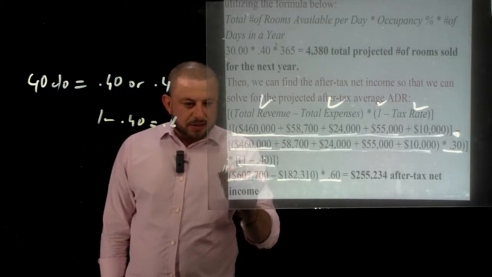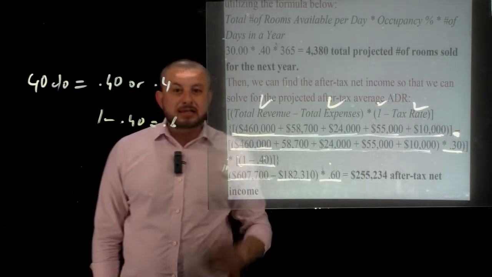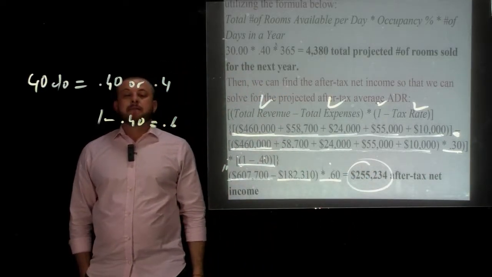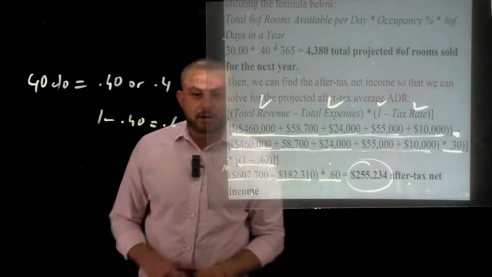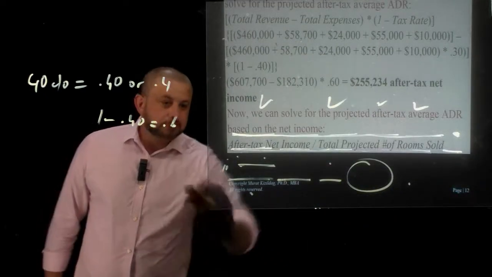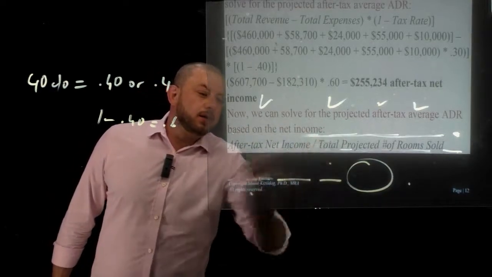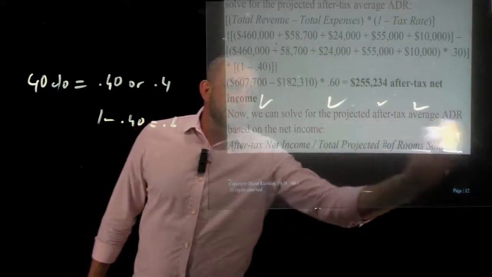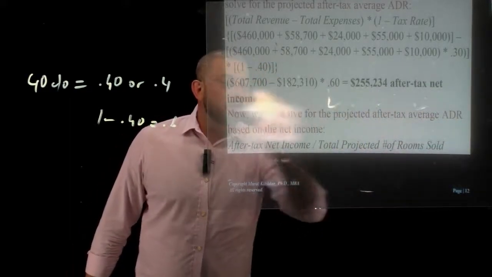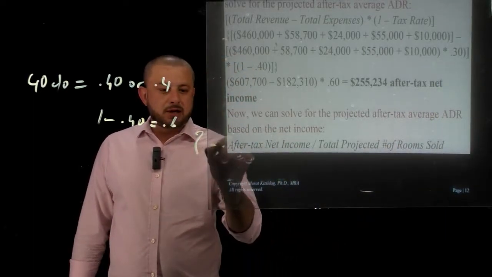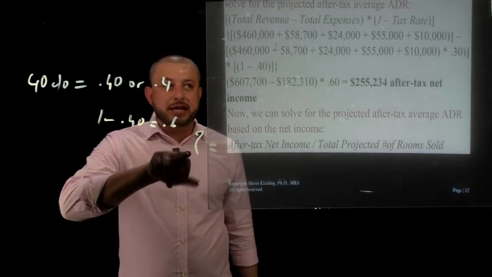Do the math in parentheses first, and then multiply by 0.6. When I do the math, guys, 255,234 becomes the after-tax net income right here, okay? So look, when I go down, let me just clean this real quick. When I get to my main equation, which is the last step in my solution, okay? Look what I have. Question mark is the after-tax average ADR.